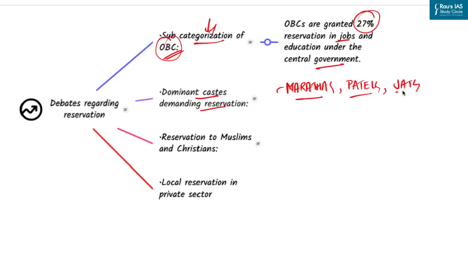Next is dominant castes demanding reservation. Marathas, Patels, Jats, Kapus and others are asking for reservation today, preferably through their recognition as other backward classes. This demand reflects the challenges they are facing in the job market.